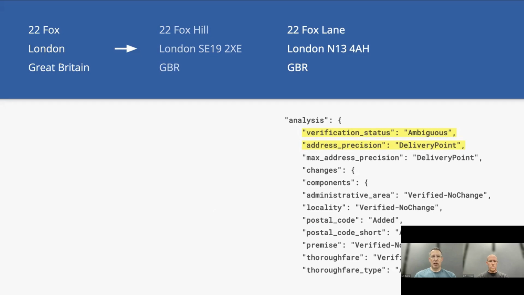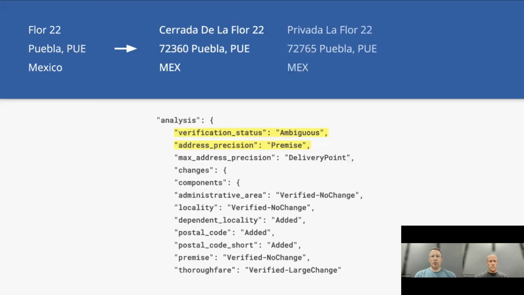We just get a couple more examples here. We're getting fairly close to done. So here I've got a Mexican address, Flor 22 in Puebla, Mexico. You see that there's a Cerrada de la Flor 22 and there's a Privada de la Flor 22. Both good matches. And so you see verifications for both of them.